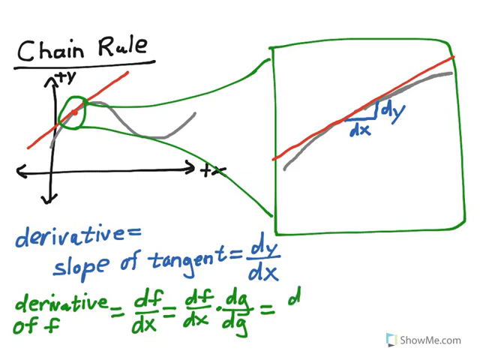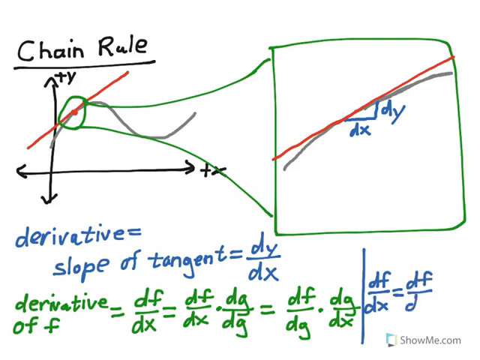So if we change this around to df over dg times dg over dx, we have ourselves the chain rule, which, cutting out the middle part, says that df over dx is going to equal df over dg times dg over dx.